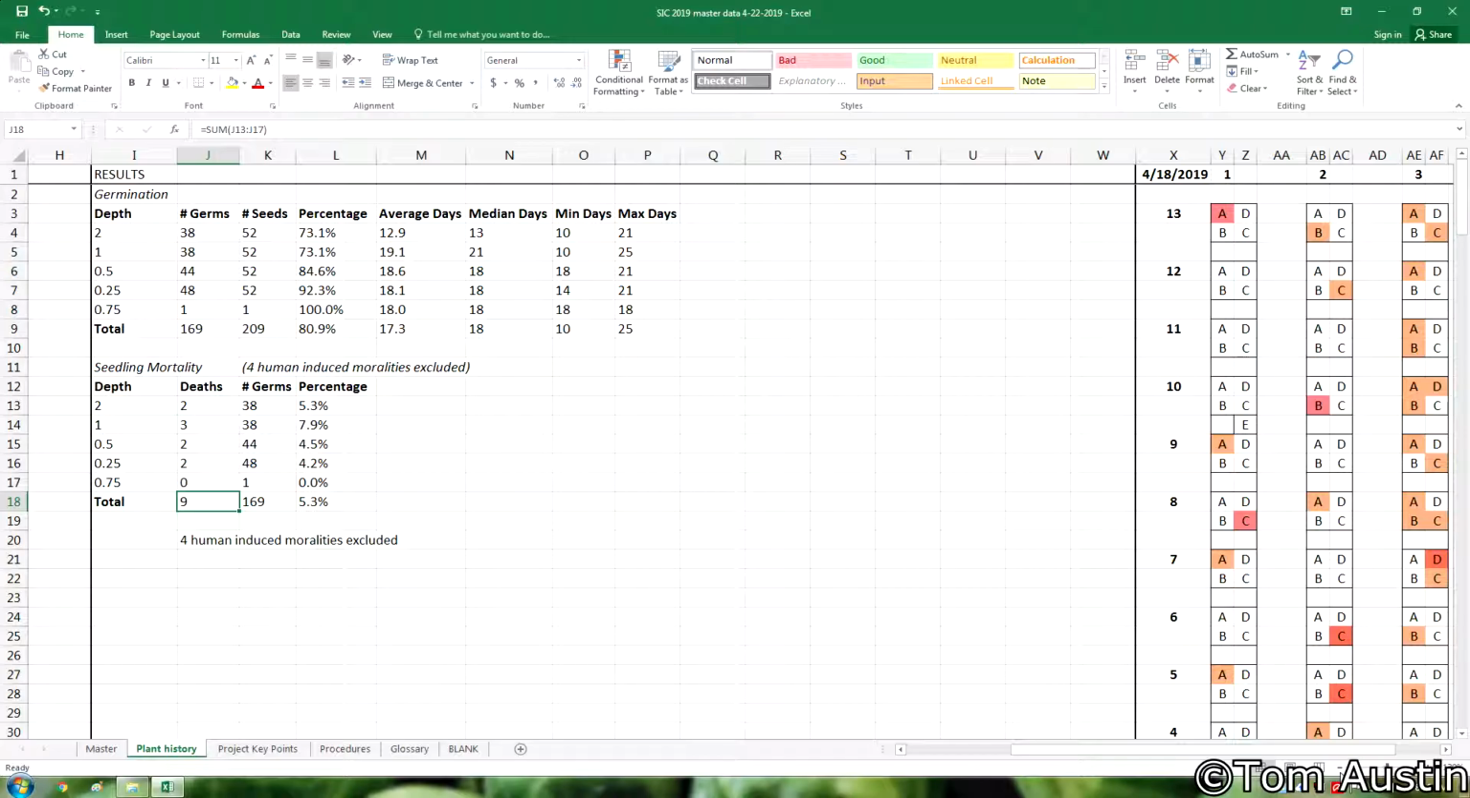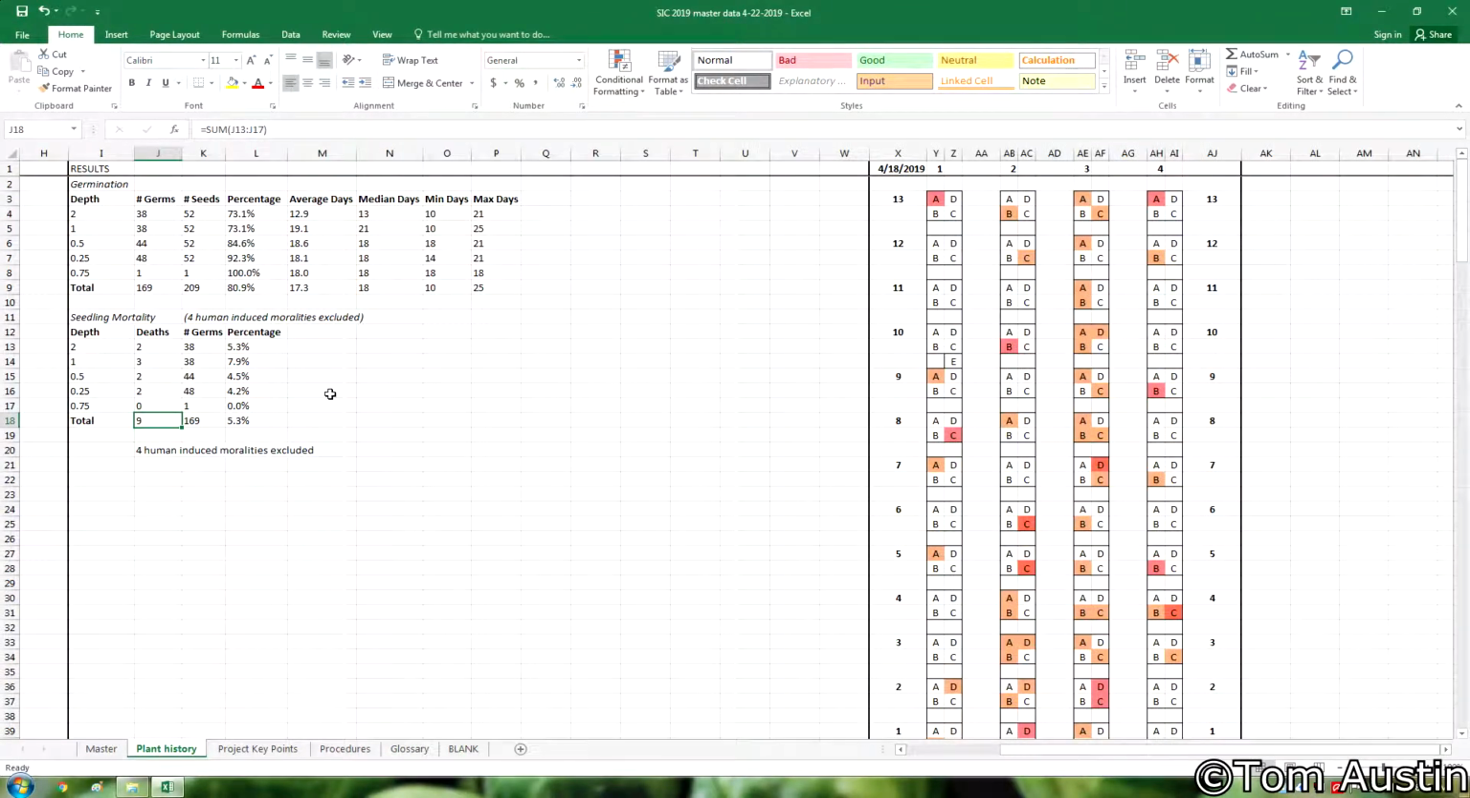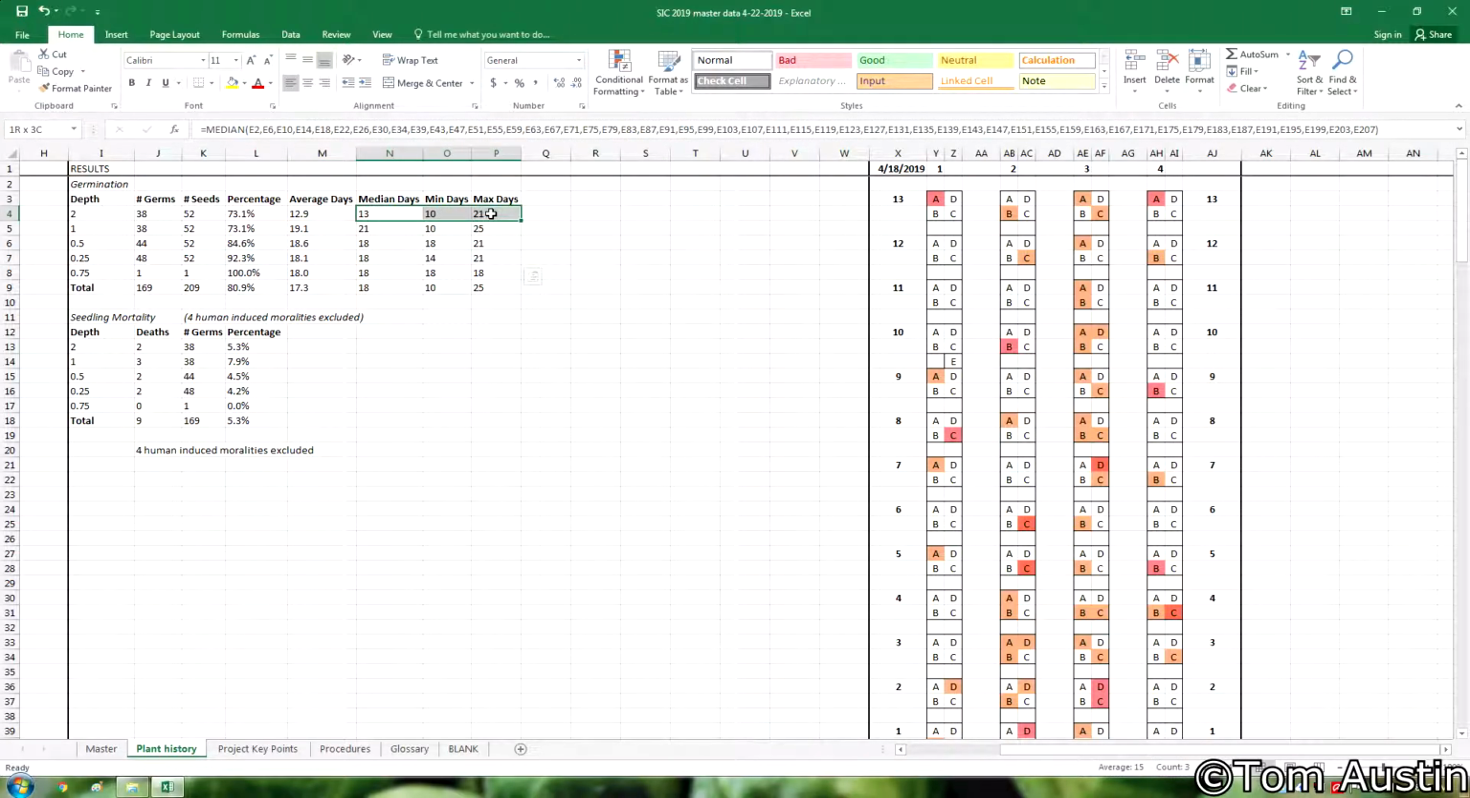So that's all I wanted to show today, was just that I've done some amount of preliminary data analysis with the germination, and it has interesting results. Quarter-inch seeds appear to germinate much more reliably. However, the plants that do germinate at 2 inches come up much sooner.